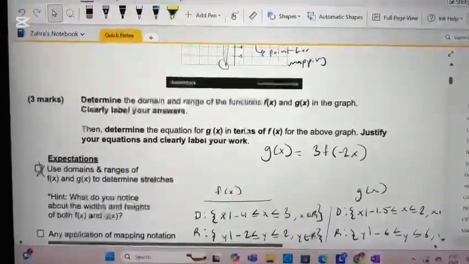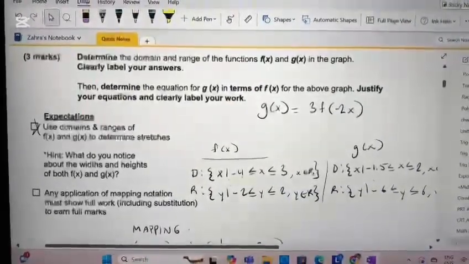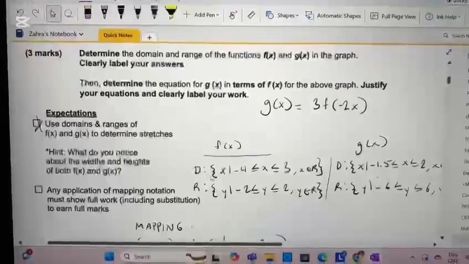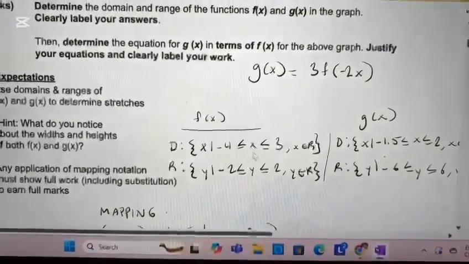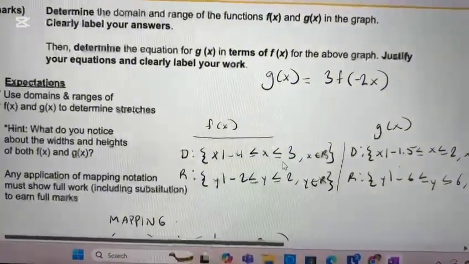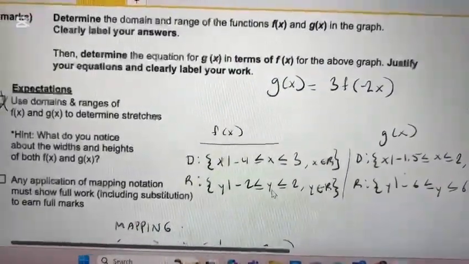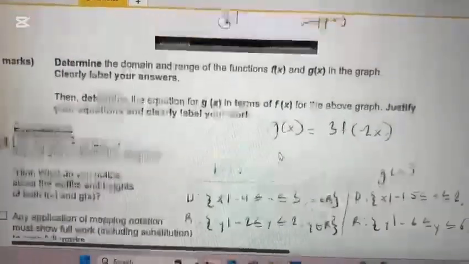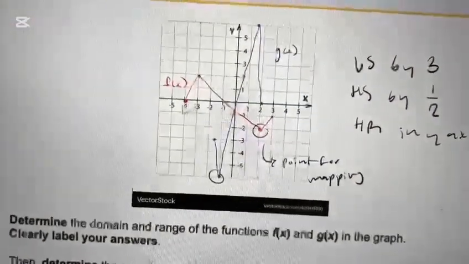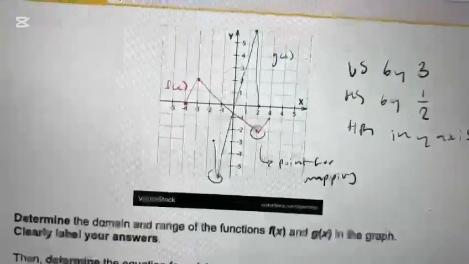And then it says the domain and range for f of x. So these are the domain and range. For f of x, the domain is x greater than or equal to -4 and less than or equal to -3. For the range, it's y is greater than or equal to -2 and less than or equal to 2. And you can just see that in this graph I drew here.